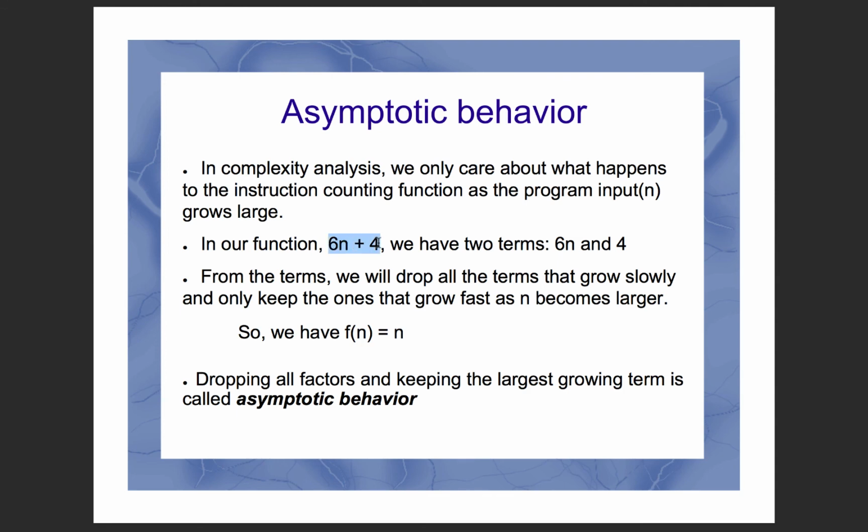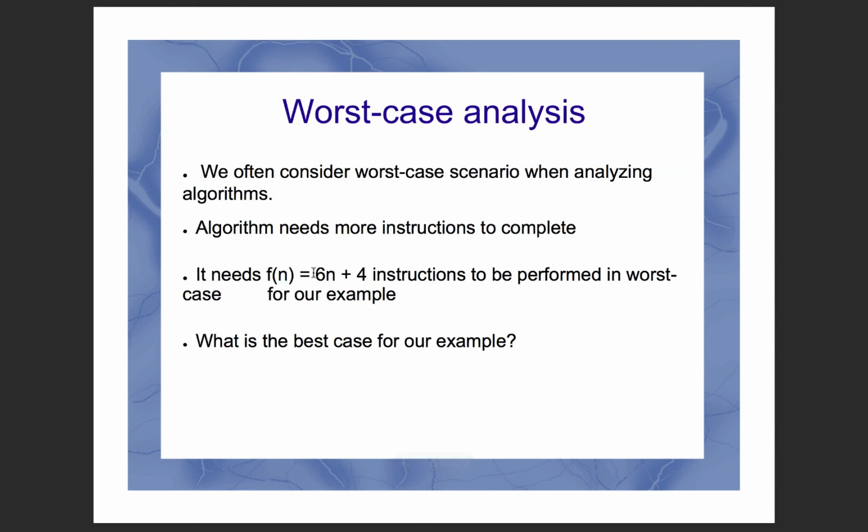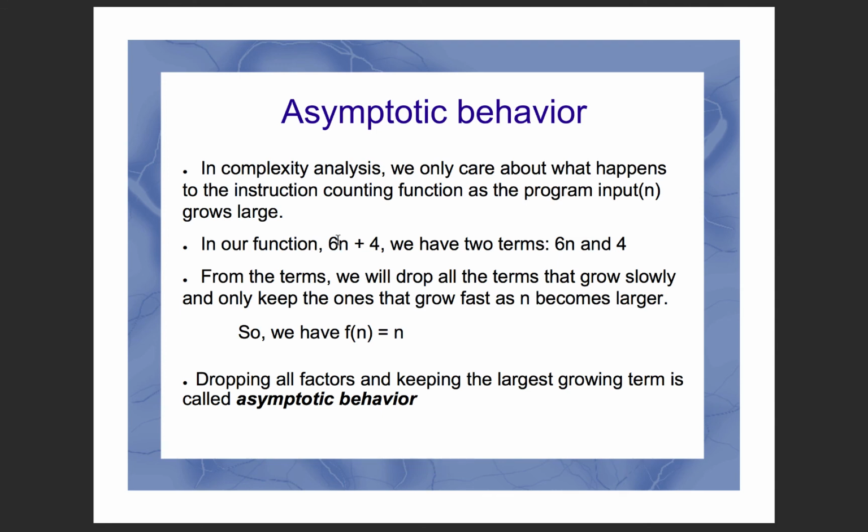if you consider 6n plus 4, coming from the previous slide. Now if n grows larger, say if n equals 1, then your total is 6 into 1 equals 6 plus 4, total 10 instructions. If n equals 2, then 6 into 2 equals 12 plus 4 equals 16 instructions. If n equals 3, then 6 into 3 is 18 plus 4 equals 22 instructions. That means 6 and 4 are constant, but your n grows larger.